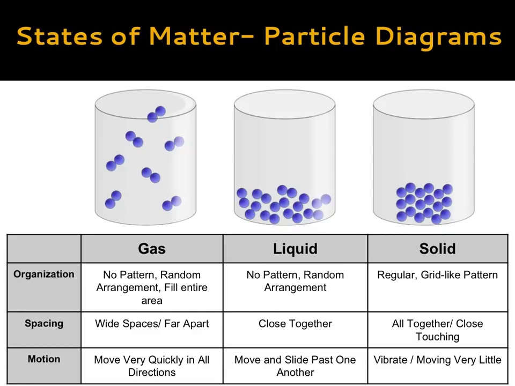So at this point, there's a couple different ways that we could describe gases, solids, and liquids, or your states of matter. I could talk about their organization, spacing, motion. I could talk about volume. I could talk about kinetic energy. For this one, we're going to talk about just organization, spacing, and motion.